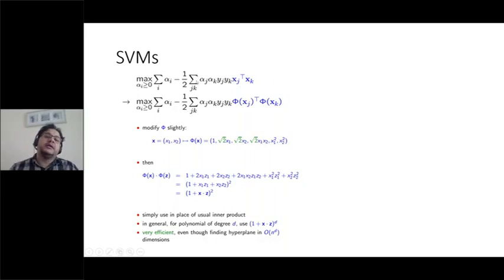So the dual, when we have high dimensions, is not affected. It is affected only by the number of data points. So we can go to very high dimensions, and the dual still is not going to be affected. But there is something much more powerful than that.